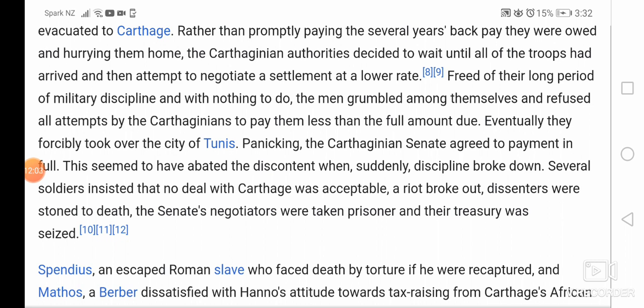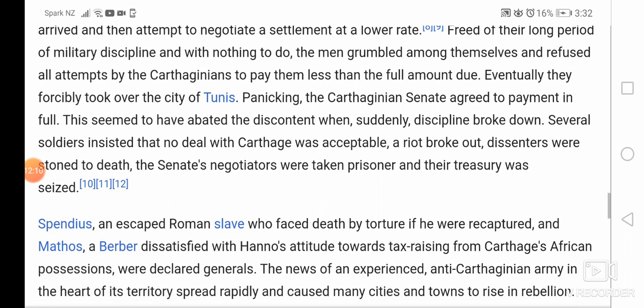This seemed to have abated the discontent when suddenly discipline broke down. Several soldiers insisted that no deal with Carthage was acceptable. A riot broke out. Dissenters were stoned to death. The Senate's negotiators were taken prisoner and their treasury was seized.